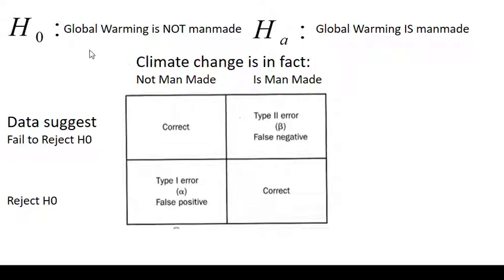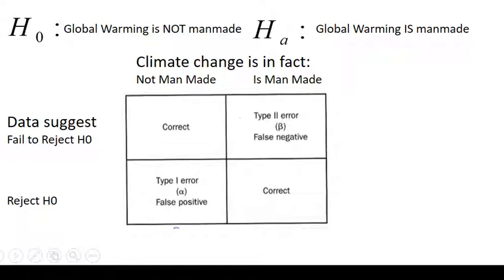Now, I've taken as my null hypothesis that global warming is not man-made. If you wanted to establish that global warming is man-made, you should probably put that in your alternative hypothesis. Why? Why does it matter? Why should I put it here and not in H0? When you do a hypothesis test, which one of these is assumed to be true?